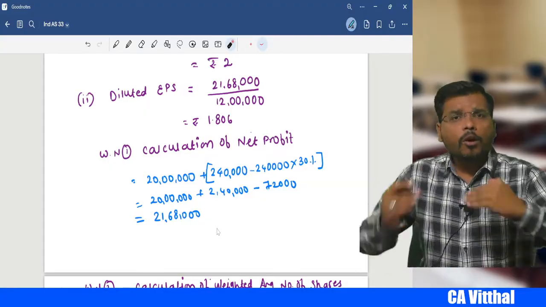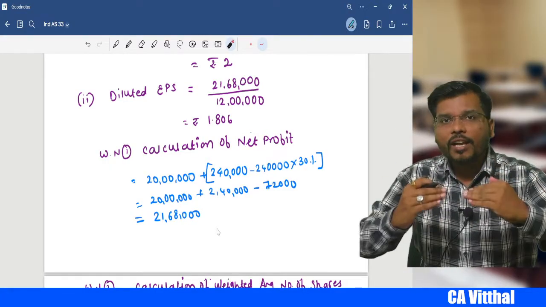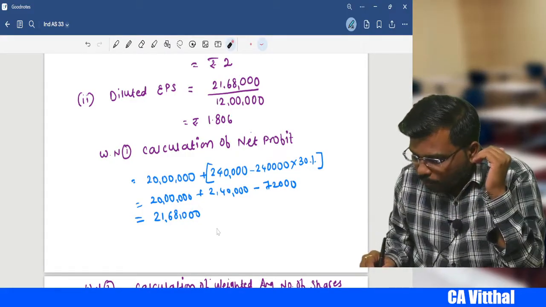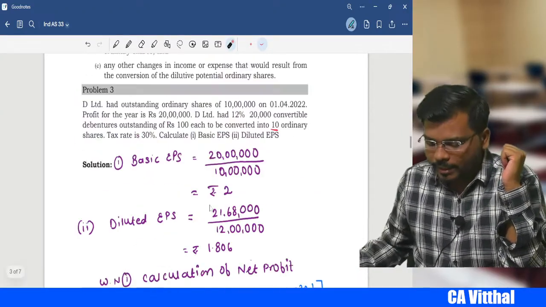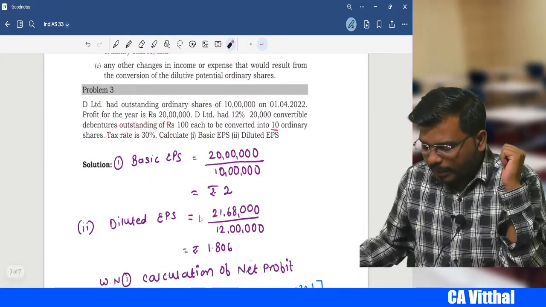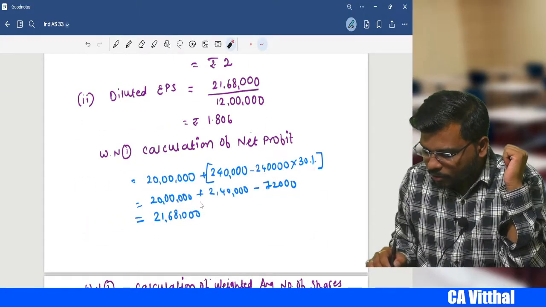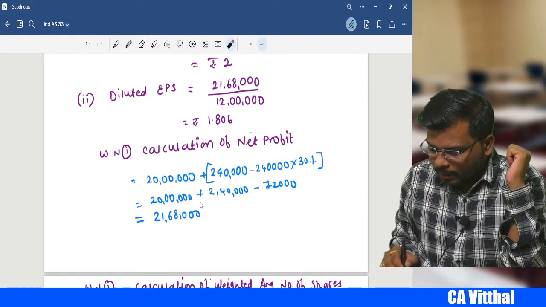Now our profit increases by the interest component. If our profit increases, we have to pay more tax. So subtract the tax, my dear student. How much is the tax percentage? 30% tax. So let's subtract the tax, which is 72,000. So 2,40,000 minus 72,000, then we get total how much?